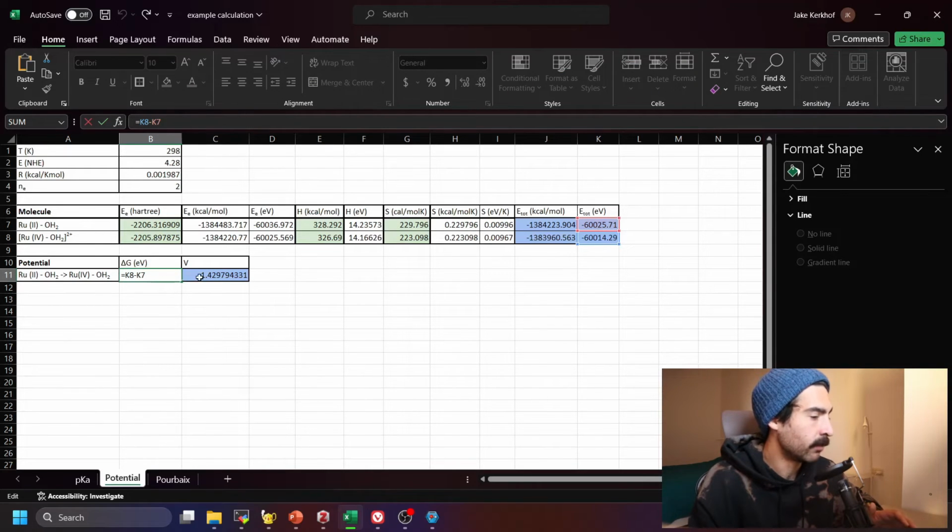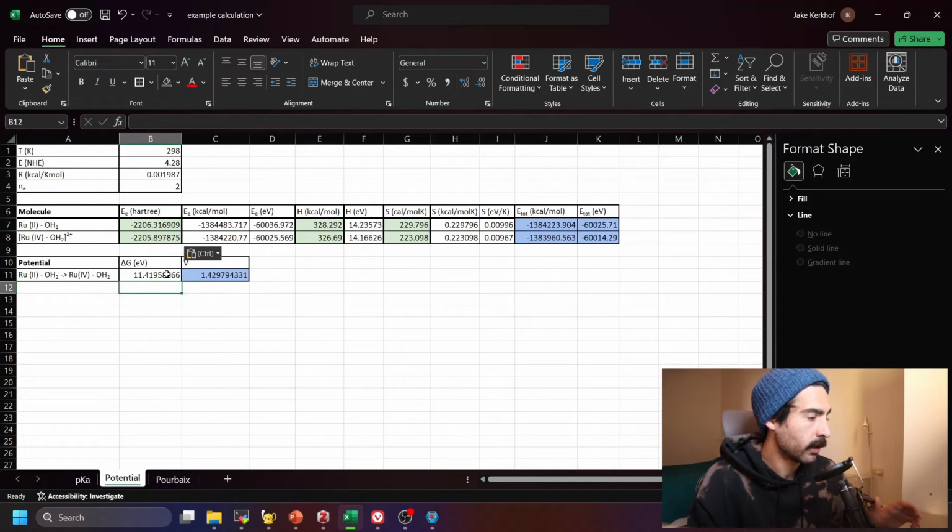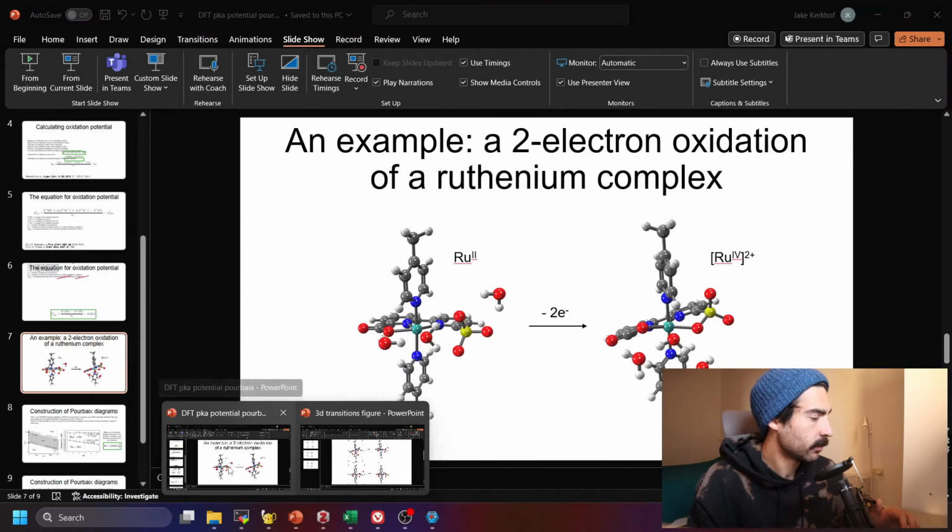So here I have the ruthenium-2 aqueous species subtracted from the ruthenium-4 aqueous species. And this gives us a delta G value of 11.4 electron volts. And then from here, we can use the equation from our PowerPoint.